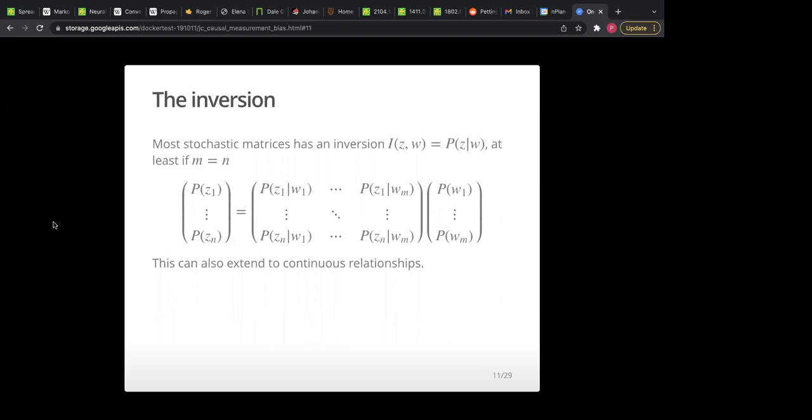And technically, this also could hold for continuous problems, right? So where Z and W are maybe not discrete values like categories, but rather a continuous function. You could still invert a Gaussian, for example. If I observe a value of Z of 1.256, this would relate into a probability distribution over W of some sort.